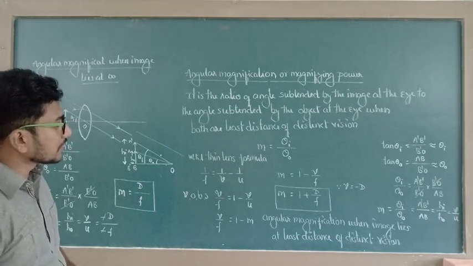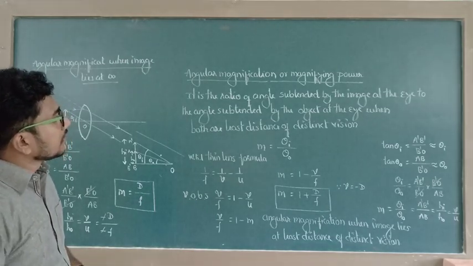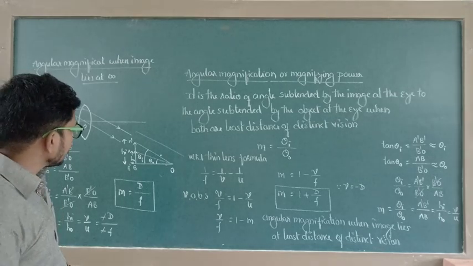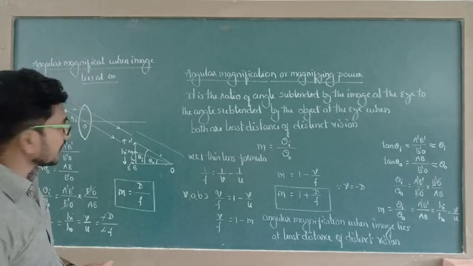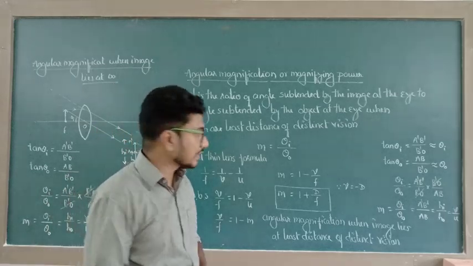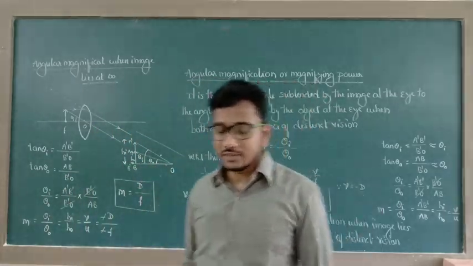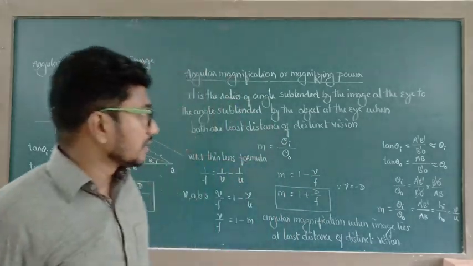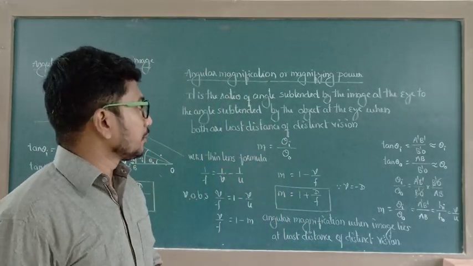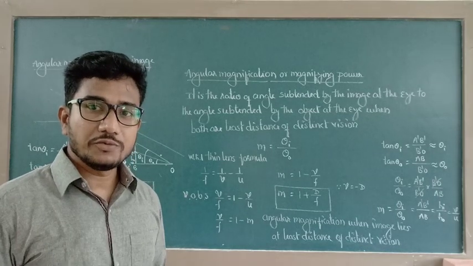M is equal to 1 plus D by F in case of 25 centimeter. M is equal to D by F in case of infinity. It means the image is at 25 centimeter, and the image is at infinite distance. Okay. Next class I am going to discuss the compound microscope.